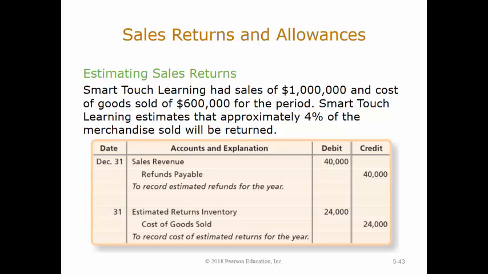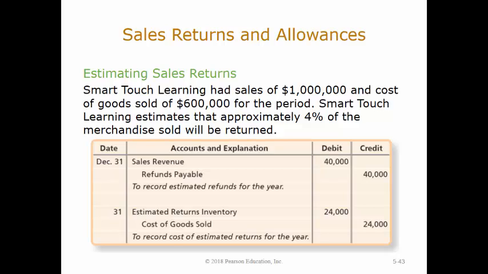Smart Touch Learning estimates that approximately 4% of the merchandise sold will be returned, or $40,000 of sales revenue and $24,000 of merchandise inventory. Smart Touch Learning will need to record two adjusting entries on December 31 to account for the estimated returns. The first adjusting entry involves a debit to sales revenue that reduces sales for the year by the expected amount of the returns, thereby recording sales revenue at the net amount the company expects to eventually collect.